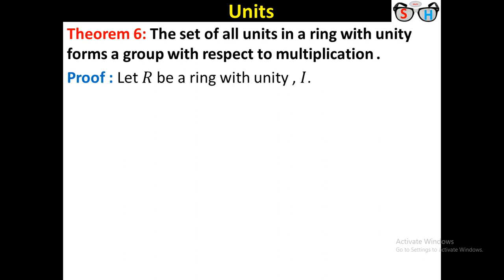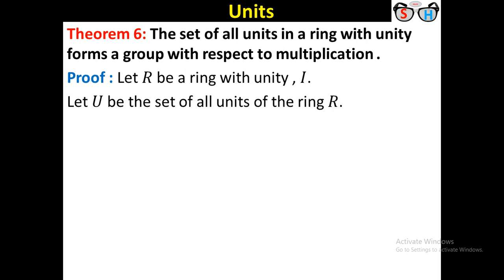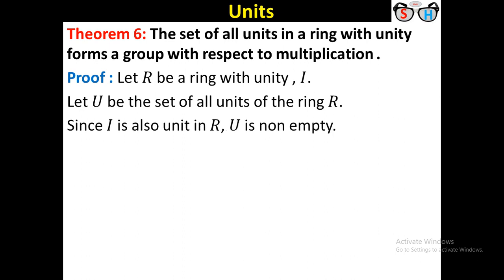Suppose R is a ring with unity, and let capital U be the set of all units in the ring R. You know that in a non-trivial ring, unity has a multiplicative inverse. Unity is its own multiplicative inverse, that is, the inverse of I is equal to I, because I dot I equal to I. So I is a unit. Since I is a unit, we can conclude that U is non-empty. Now we have to show that U is a group.